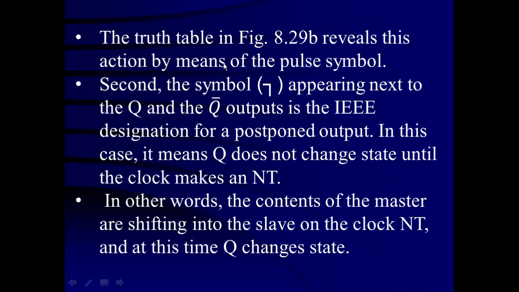It will work according to this truth table. The truth table in figure 8.29b reveals this by means of the pulse symbol. Second, the symbol of the change from high level to low level appearing next to the Q and Q bar outputs is the IEEE designation for postponed output. That means the output occurs only after the trailing edge of the clock pulse. In this case, Q does not change state until the clock makes a negative transition. In other words, the contents of the master are shifted into the slave on the clock negative transition, and at this time Q changes state.